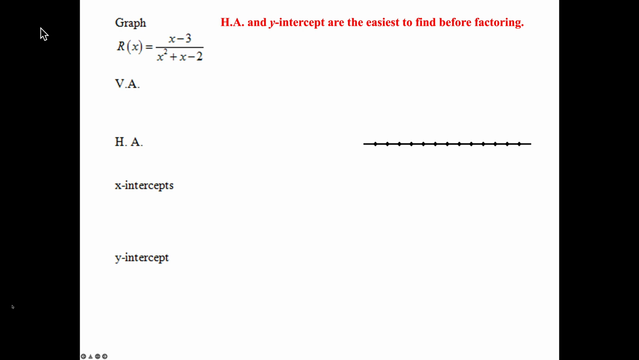So we're going to find the horizontal asymptote first, and we're going to find the y-intercept first, because this is the easiest thing to do. We haven't done any factoring yet. We can just use what we're given, and we'll take care of business.